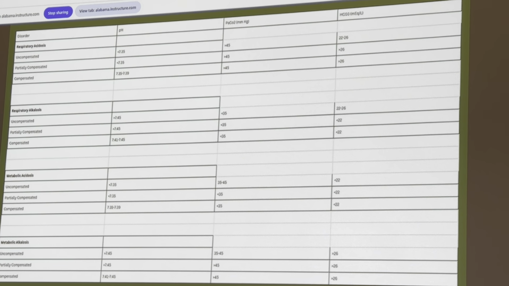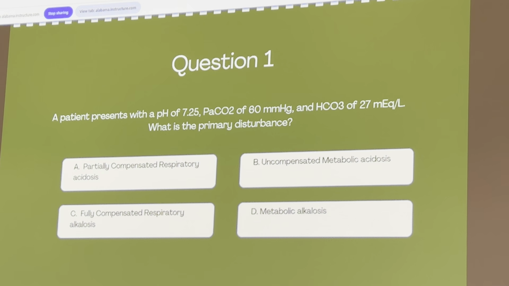Let's do some practice questions. This is how we're going to learn our compensated versus uncompensated. Patient presents with a pH of 7.25, CO2 of 60, and a bicarb of 27. What is our primary disturbance? You want me to work the first one out, and then we go from there? Yeah. Okay.